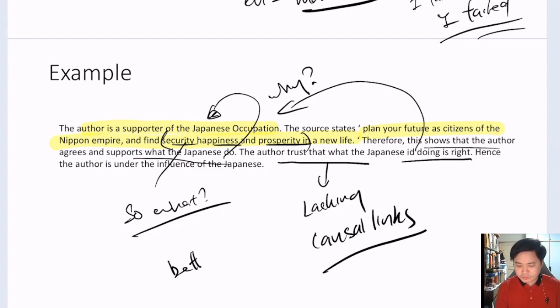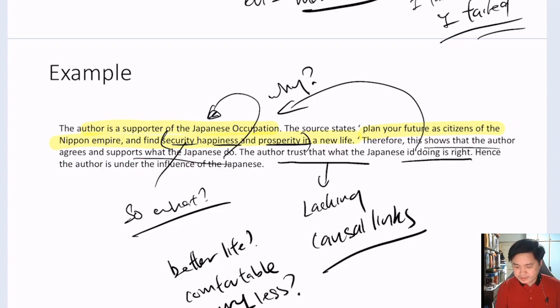Will it give you a better life? Will it make your life more comfortable? Will it make you need to worry less? Right? Are your needs taken care of? You see, these are the many ways that I can expand upon this line here of security, happiness, and prosperity, instead of just saying that.